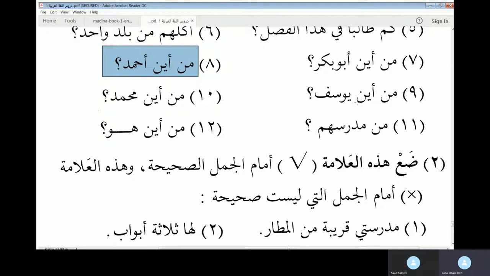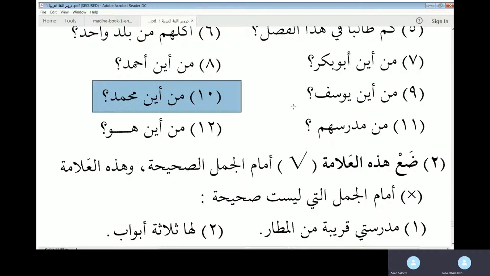Min aina Ahmadu? Let's say, huwa min al-Hindi. Min aina Yusufu? Where is Yusuf from? Yusuf is from England. Huwa min Inkaltira. Min aina Muhammadu? Where is Muhammad from? Huwa min as-Sini. He is from China.